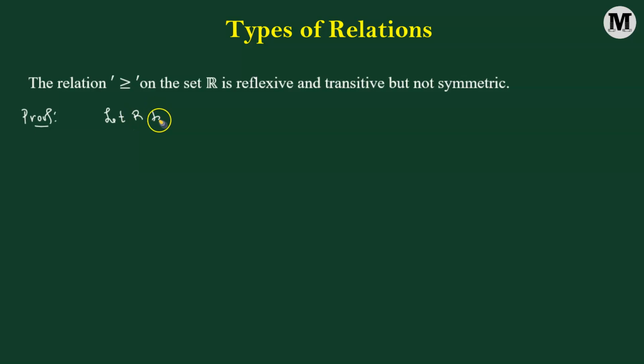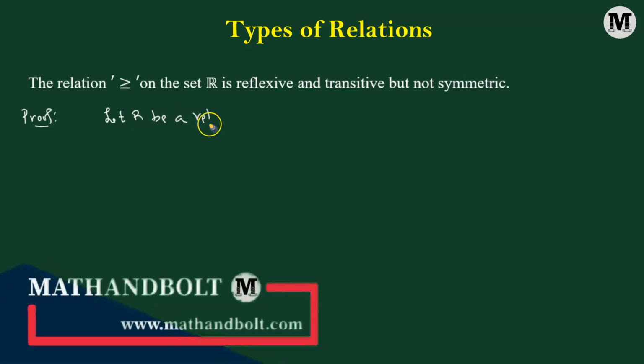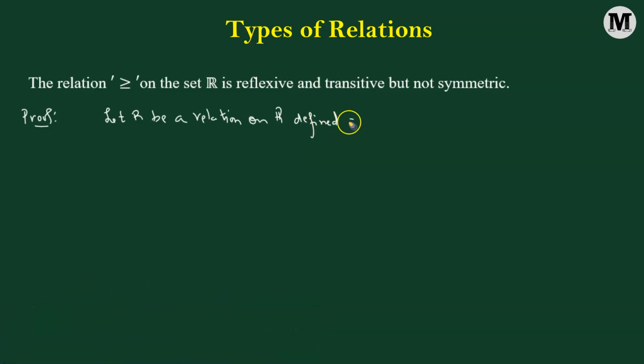So let R be a relation on the set of real numbers ℝ, defined as the set of ordered pairs (a, b) such that a is greater than or equals to b, where a and b are real numbers. So this is going to be a relation. Now R being a relation simply means that R is going to be a subset of the Cartesian product of the set of real numbers ℝ with itself. That's what it means when you say R is defined on some set.